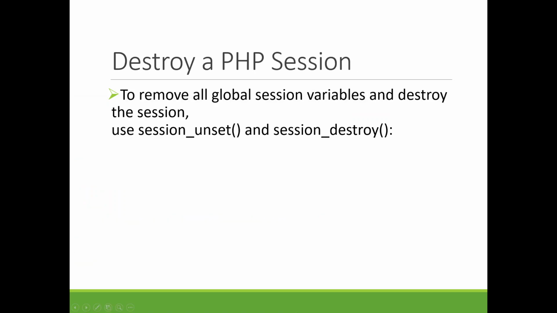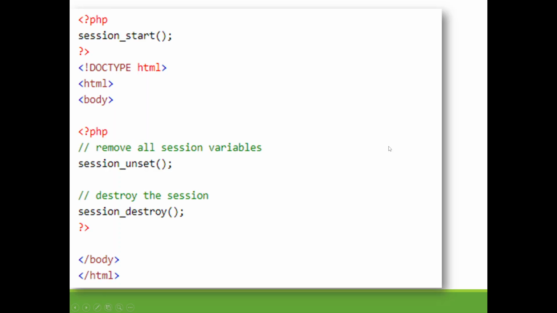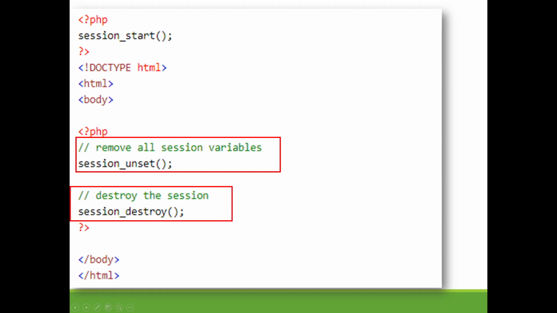How to destroy a session? You destroy a session by using either the session_unset or session_destroy functions. session_unset is used to remove all session variables. session_destroy will destroy a particular session. You can, for example, put a name. Both of them, we've used them before.